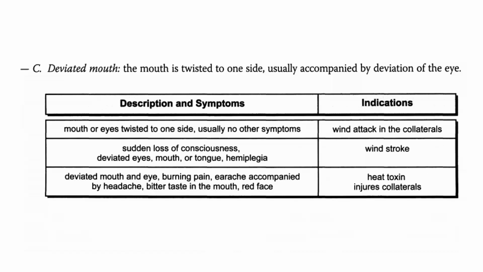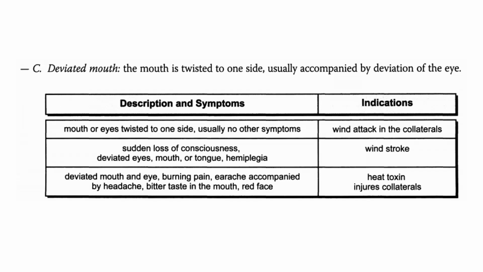Next, we have deviated mouth. This means the mouth is twisted to one side, usually accompanied by the deviation of the eye. So if mouth or eyes are twisted to one side, usually with no other symptoms, this is an indication of wind attack in the collaterals. If there is sudden loss of consciousness, deviated eyes, mouth or tongue, and there is hemiplegia, this is an indication of wind stroke.